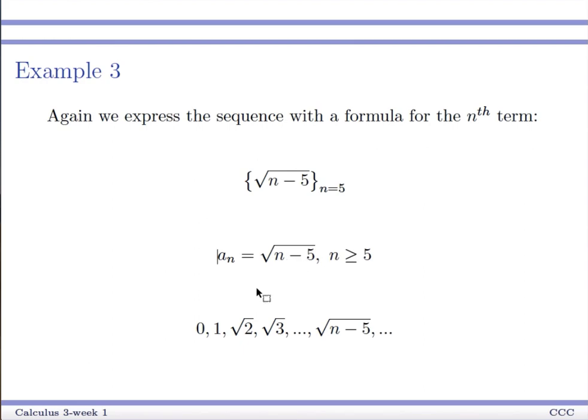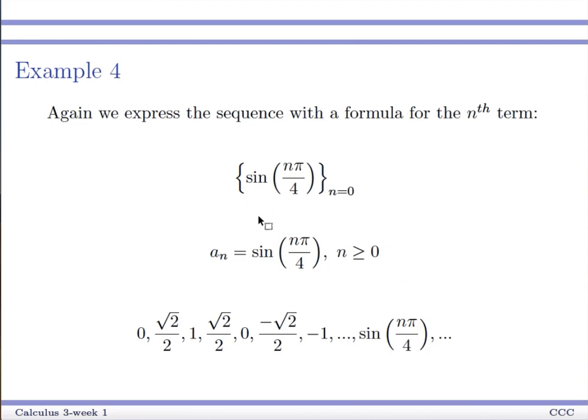You're going to get 5 minus 5, or the square root of 0. Plugging in 6 will give you the square root of 1. Plugging in 7 will give you root 2, 8 will give you root 3, and so forth until we get up to the nth term, which is the square root of n minus 5. So my first term is 0, my second term is 1, my third term is square root of 2, my fourth term is square root of 3.